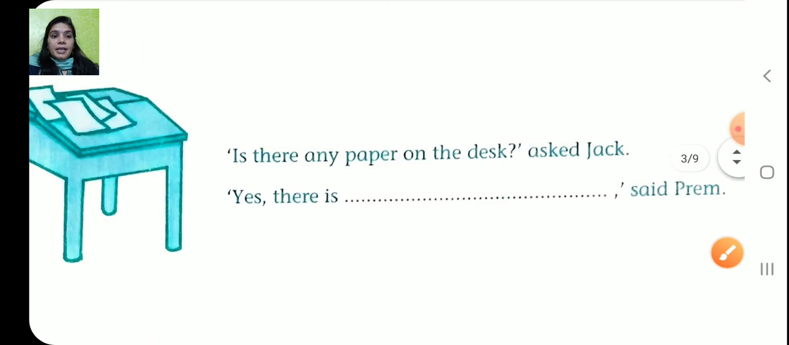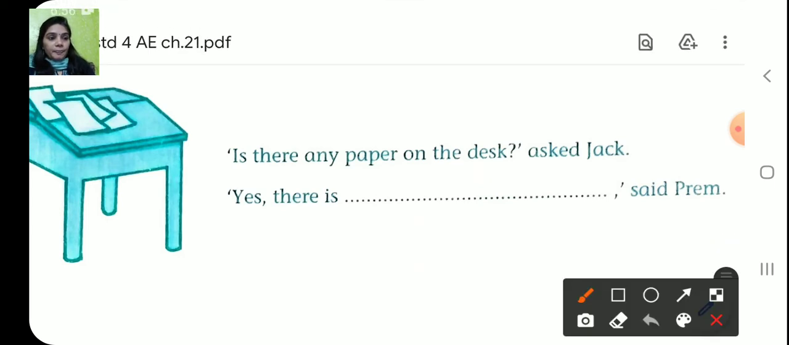Is there any paper on the desk? So you can see the picture, desk is there, some papers are there. Asked Jack. So what do you write? Yes, there is. So will you write there is? So it is given wrong here. So cut this.